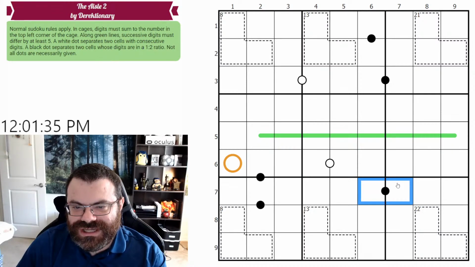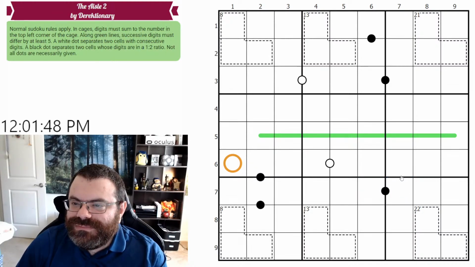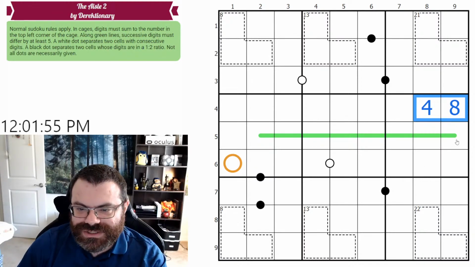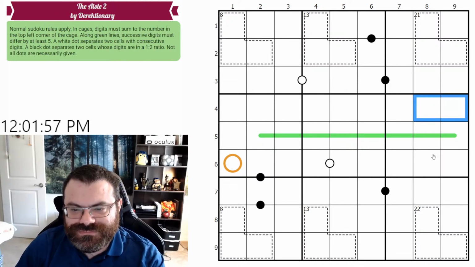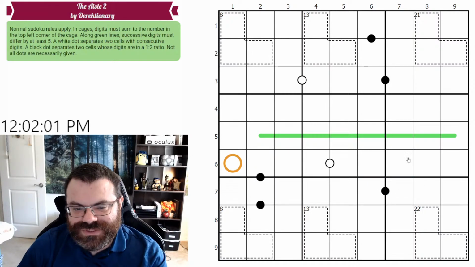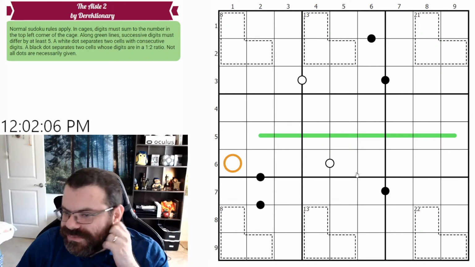Digits separated by a black dot have a 1 to 2 ratio. So another way to put that is 1 is exactly double the other. So if I put a 4 here, this could be a 2, because 4 is double 2, or this could be an 8, because 8 is double 4. Not all dots are necessarily given, so if this were 4, 8, there's no black dot, but that's perfectly fine. We're allowed to put 4, 8 next to each other without a black dot. It's just the black dot is only a positive constraint, not a negative constraint. All right, so that is the rules for the puzzle.